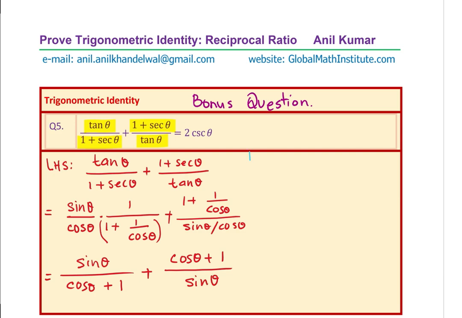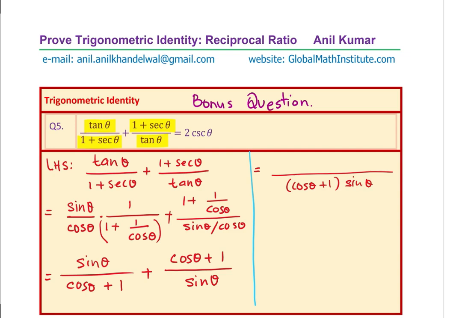I would like you to understand this particular logic, correct? So what is happening here is we are taking the common denominator and then we get this result, right? And now we can take common denominator of sine theta times cos theta plus 1, cross multiply and get a result. So this is equal to, we are taking a common denominator, that is how we work with fractions, cos theta plus 1 times sine theta.